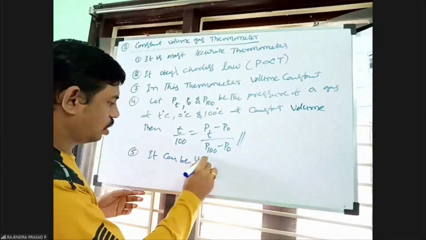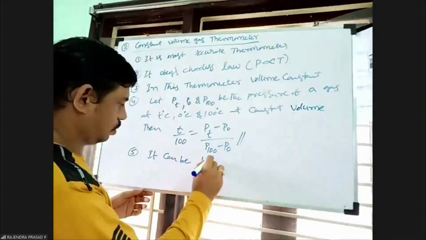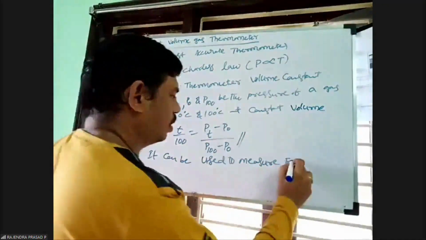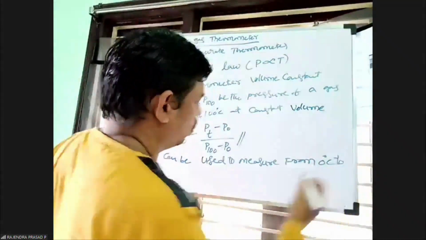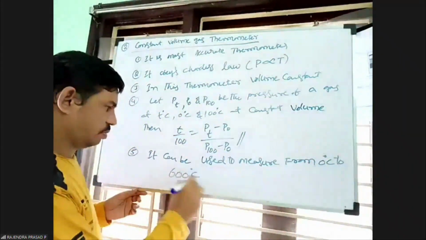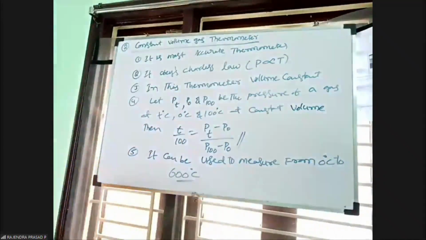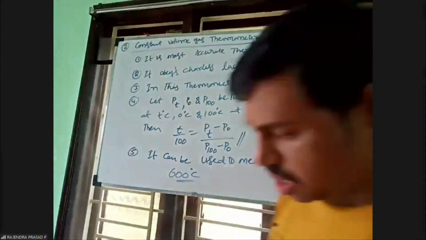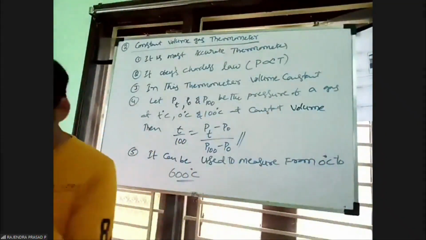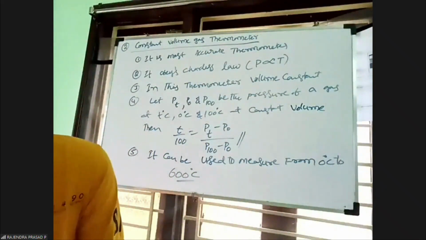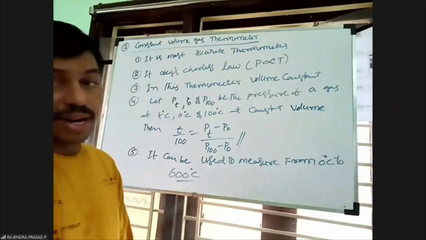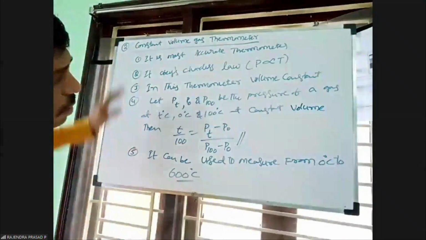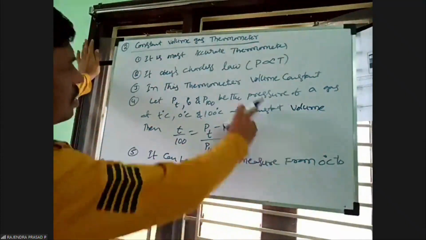It can be used to measure from 0 degree C to 600 degrees C. Up to 600. In a liquid thermometer, mercury is used; here pressure is used, sir. Minus 38 to 360 is the mercury thermometer. No, sir, here pressure is used to measure the temperature. This is the constant volume thermometer.